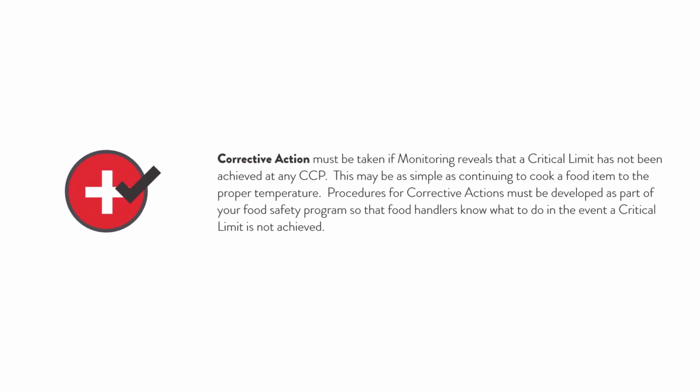Corrective action must be taken if monitoring reveals that a critical limit has not been achieved at any CCP. This may be as simple as continuing to cook a food item to the proper temperature. Procedures for corrective actions must be developed as part of your food safety program so that food handlers know what to do in the event a critical limit is not achieved.